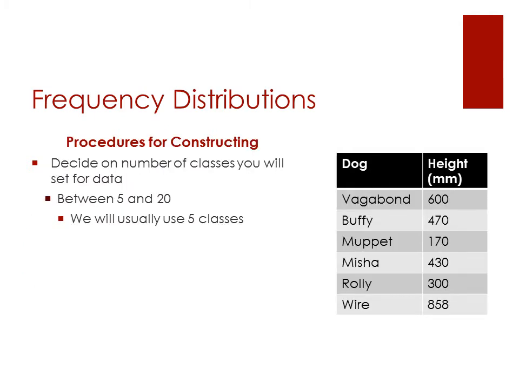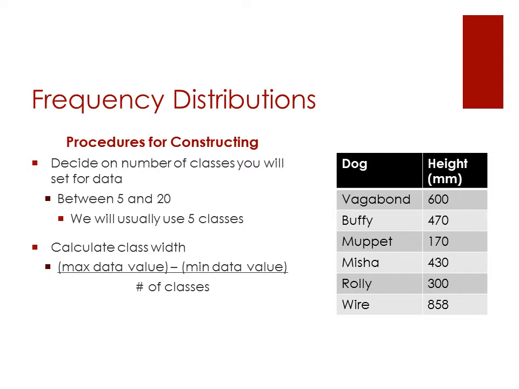So the first step in producing a frequency distribution is to decide on the number of classes you will set for your data. This varies between 5 and 20. In most cases, we'll be using 5 classes for our frequency distributions, but do keep in mind again, the number of classes has to vary between 5 and 20. It cannot be 4, it cannot be 32.